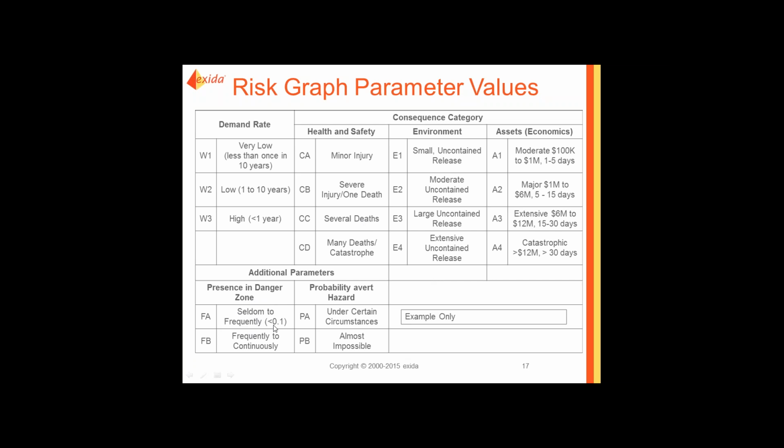And from the additional parameters where we're looking at the presence in the danger zone, we have seldom to frequently, which is defined as less than 0.1, or frequently to continuously. And then the probability to avert the hazard is under certain circumstances or almost impossible. So this is just an example.